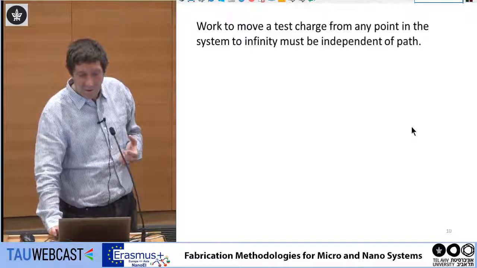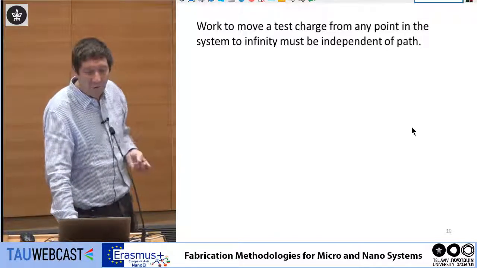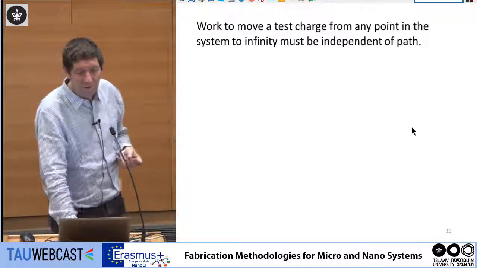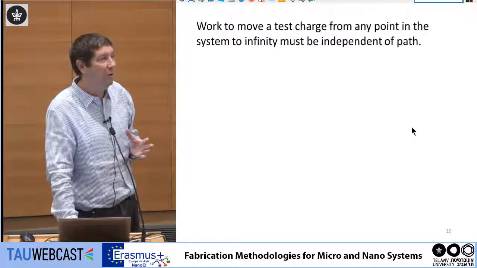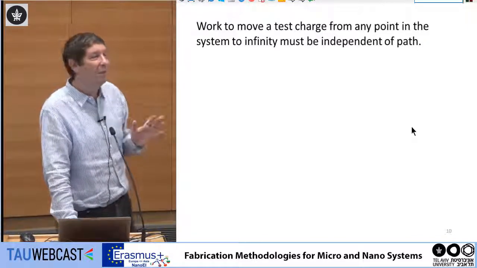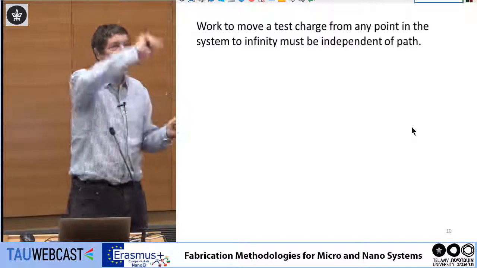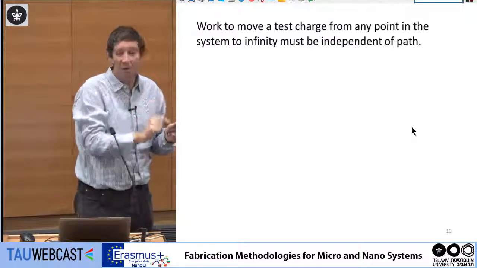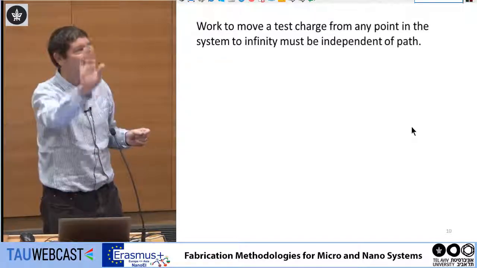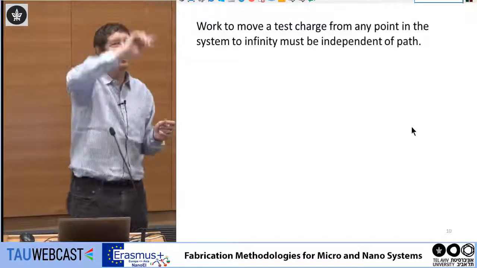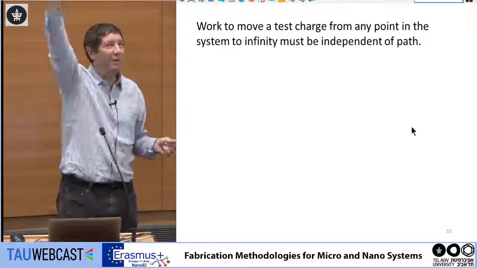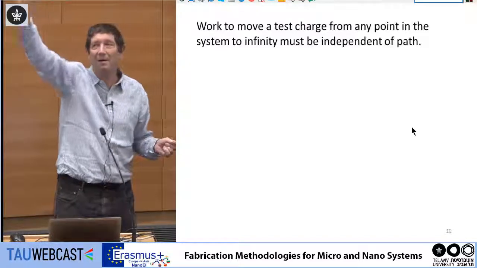Now let's look at the work to move a test charge from any point in the system to infinity. We know the rule that if I take an electron from here to infinity, it doesn't matter if I go like this, or go under the table, or go through the wall and to the roof. The energy from here to infinity is independent of the path.